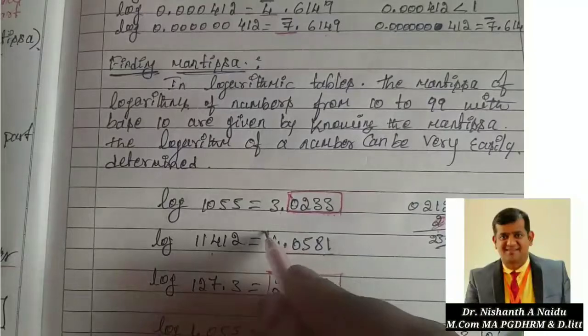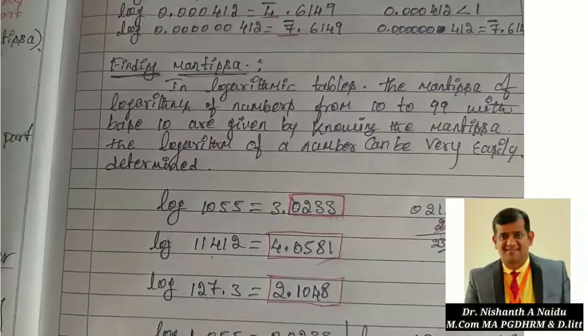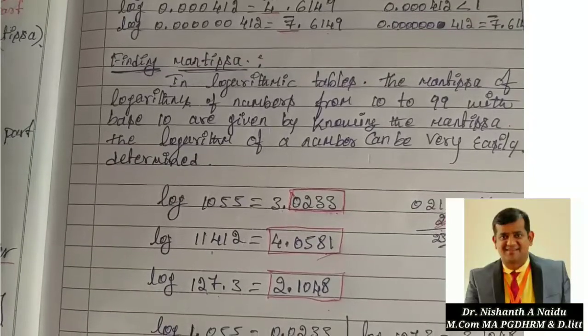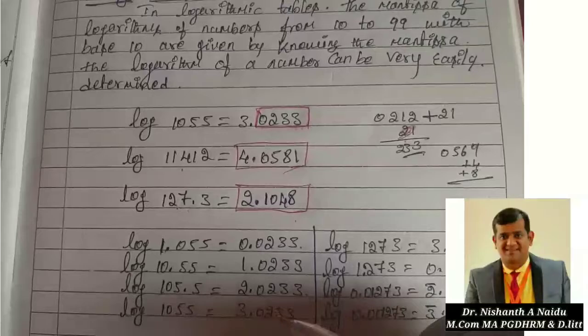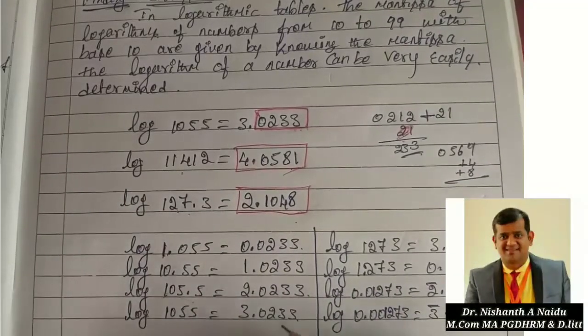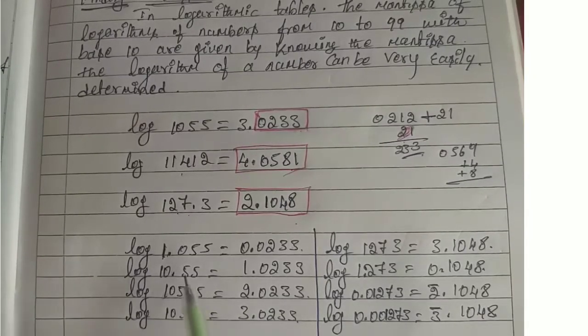So I believe you understood how to find the characteristic value and how to find the Mantissa value. Correct? Yes or no? You can do it independently. You can try it for some other numbers. Now I have written a few more examples for this so that you can understand very clearly.